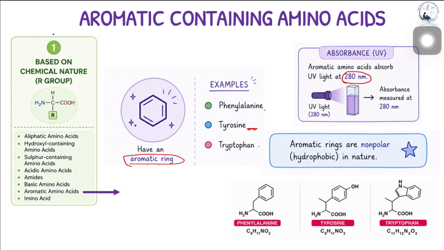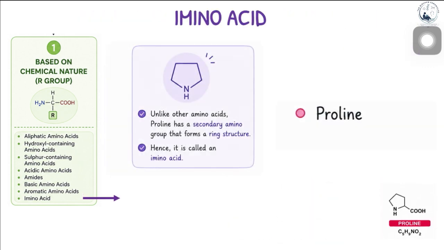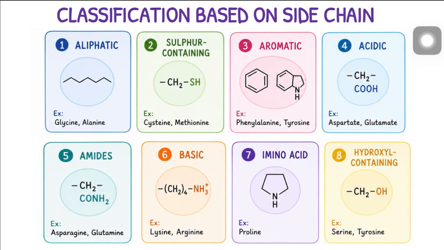Fine. So the last classification under the chemical nature classification is your imino acids, and the only one we have is proline. Okay. This has a secondary amino group and a ring structure. That is why it is known as an imino acid. Fine. So that's about the first classification.